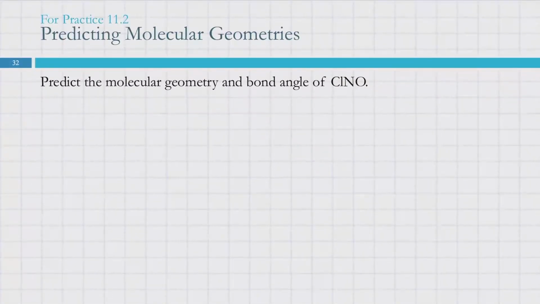Okay, one for you to try. Predict the molecular geometry and bond angle of ClNO. First step, Lewis structure. These are going to show up in the order that we see them. Chlorine on the outside, nitrogen in the middle, oxygen on the right.